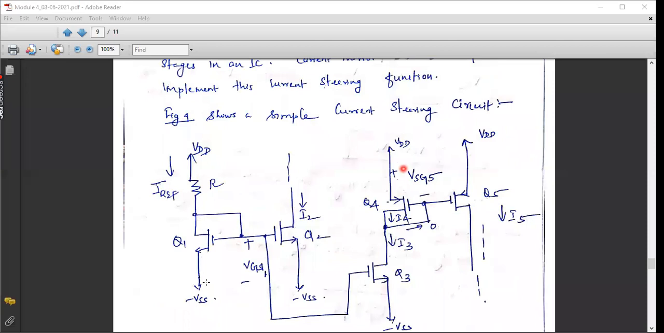So let us discuss what is I5. You know that I5 is the output current of Q5, which is depending upon the reference current I4, because Q4 is the reference transistor as far as Q5 is considered.